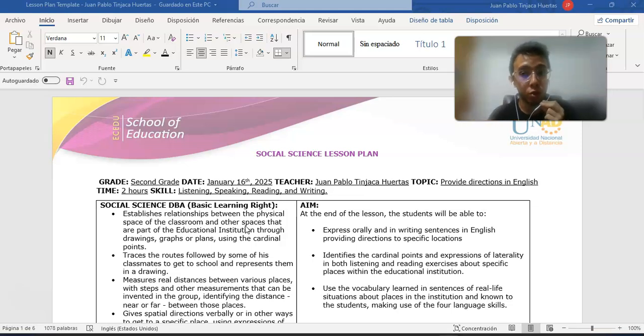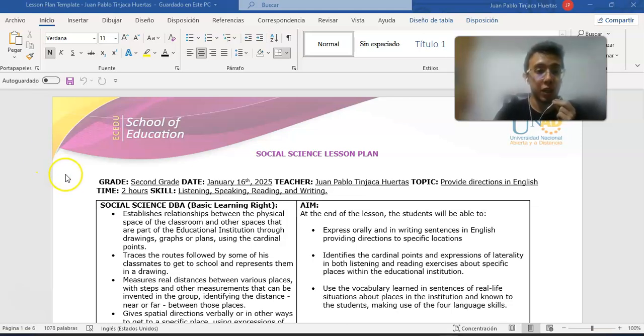The first thing that I took into account is to provide information using the cardinal points vocabulary and the expressions of laterality. That means north, west, east, south, right, left, up, backwards. So using the different vocabulary related to the cardinal points and expressions of laterality, I can teach them how to provide directions in English or how to get to different places or to a specific location.